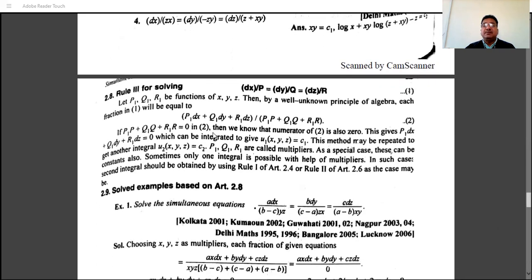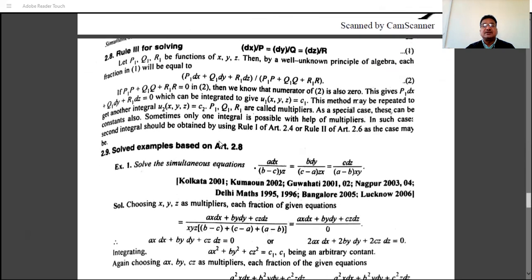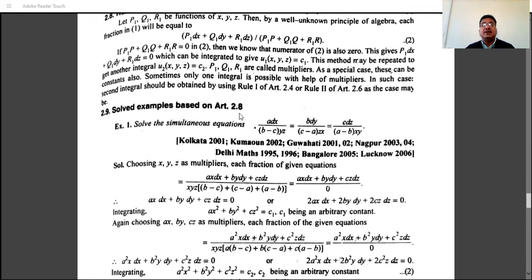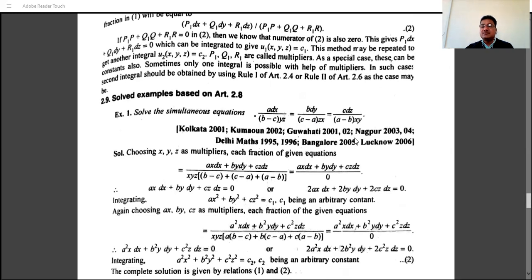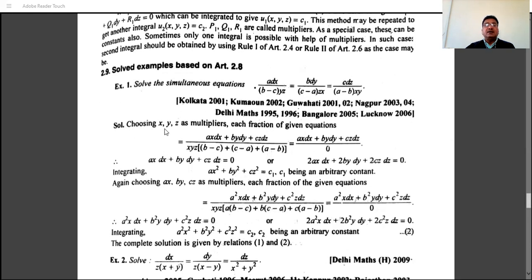Then here is the method of multipliers. Okay, that is find multipliers l, m, n such that lP plus mQ plus nR is equal to 0. Find multipliers l, m, n, which are either constants or functions of x, y, z. So the first example: a dx divided by b minus c y z, b dy divided by this quantity, c dz divided by this quantity. Okay, and then choose multipliers x, y, z.